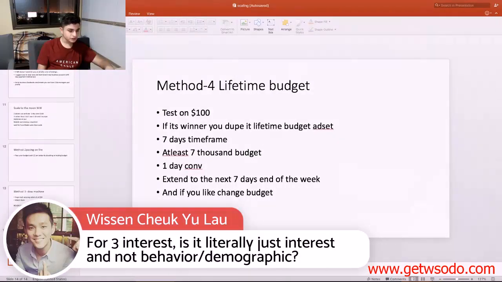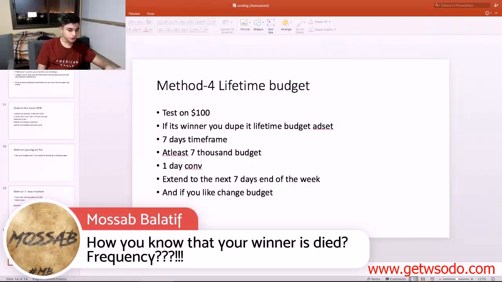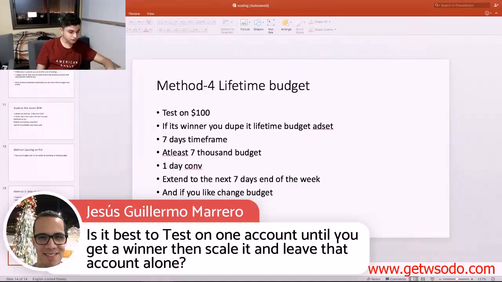How do you know that your winner is dead? When your cost per purchase goes up, your ROAS drops. That's how you know it's dead. Is it best to test on one account until you get a winner, then scale it and leave the account alone? Yes, I think that's the best option nowadays. Yes, I think this theory is correct.